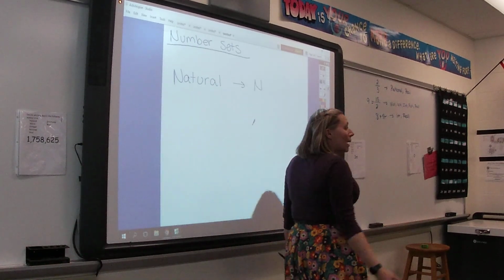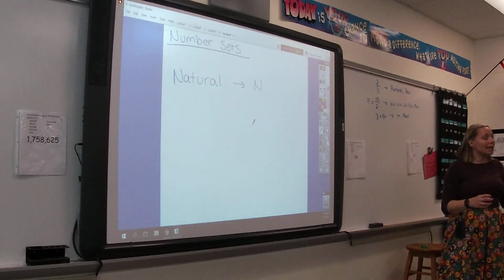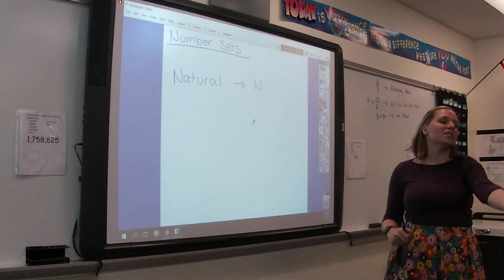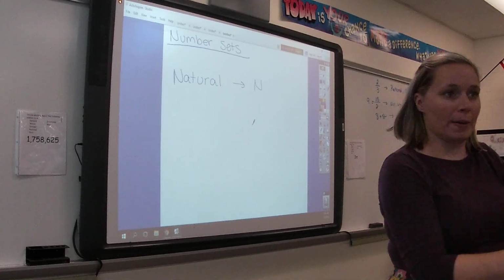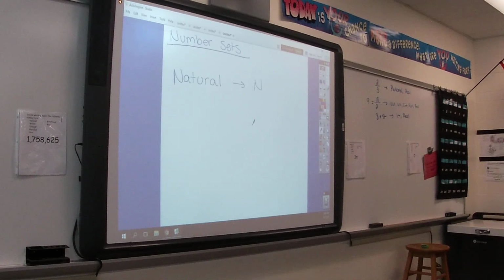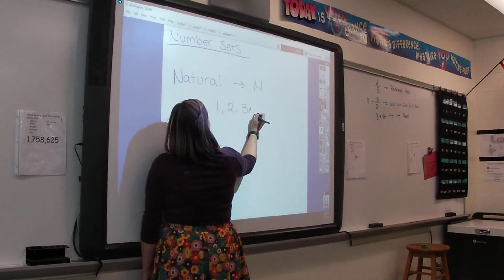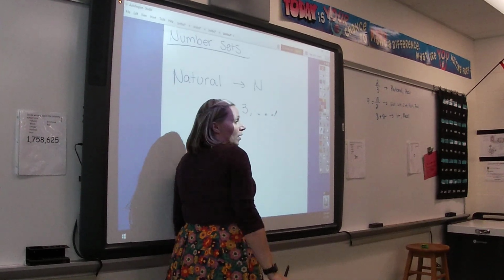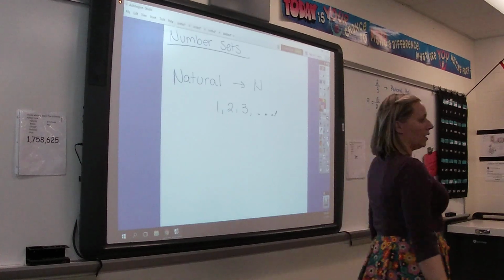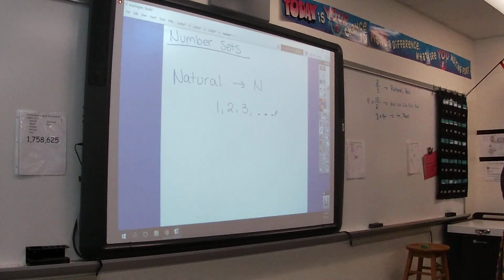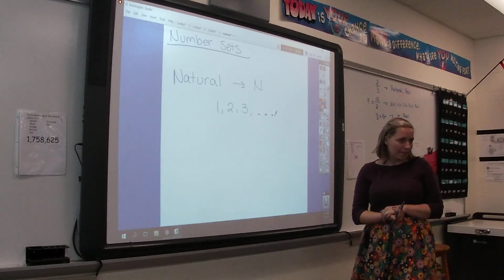Our natural numbers are anything that are just our basic counting numbers. If I handed you a certain number of blocks, could you count them? If it's a number that you could count in terms of blocks, it's a natural number. So numbers like 1, 2, 3, 4, 5, 6, 7, 8, 9, 10, 4,573,652. I mean, that would be a lot of blocks to count, but we could count them. Those are our natural numbers.